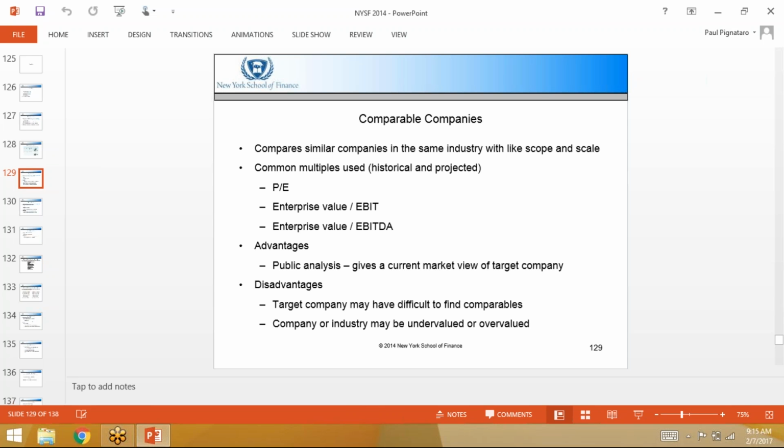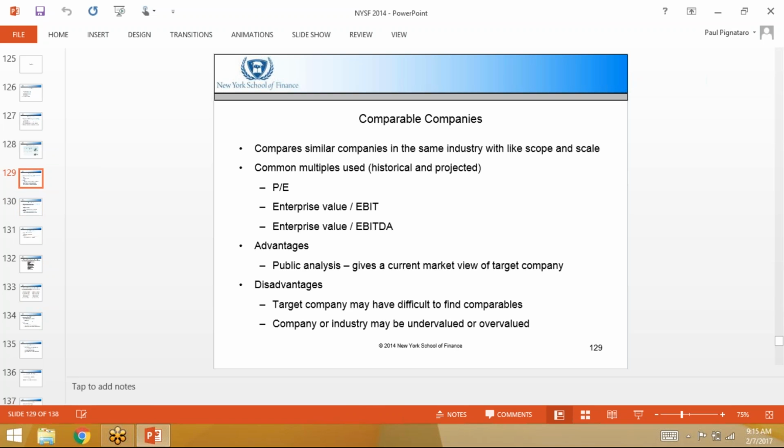Disadvantage: it might be tough to find comps for your company. Walmart is a great example. Walmart is so big, although its competitors from a business market saturation standpoint are Target and Costco, they're just so much smaller than Walmart. From a financial perspective, are they really appropriate comps? We'll look at that. That's a disadvantage.